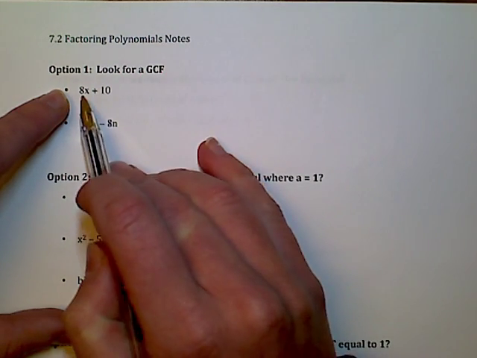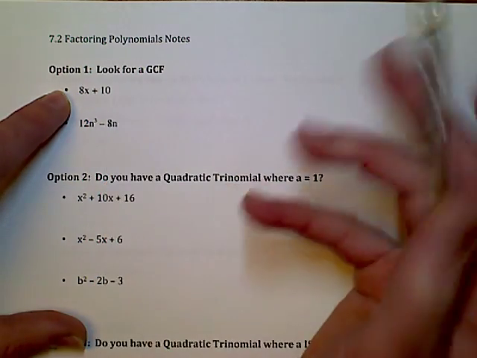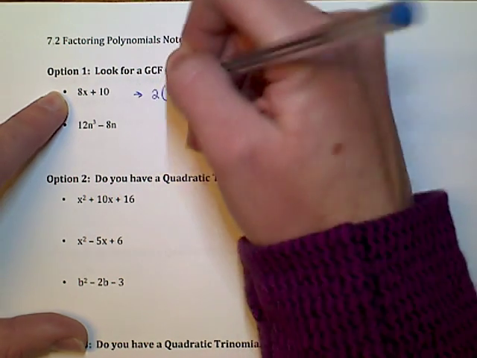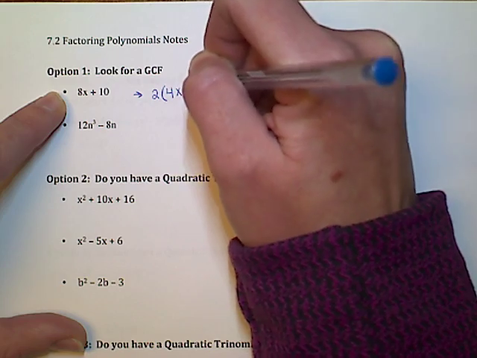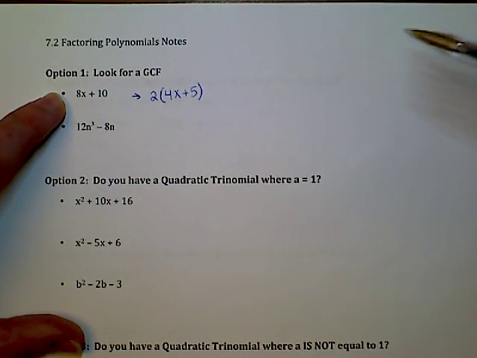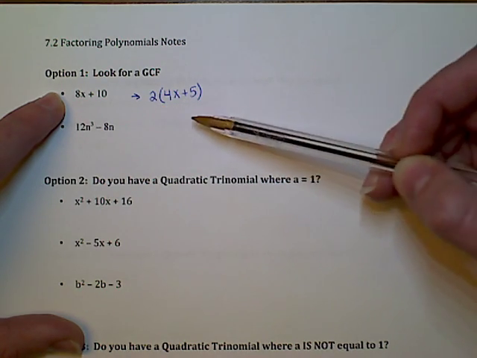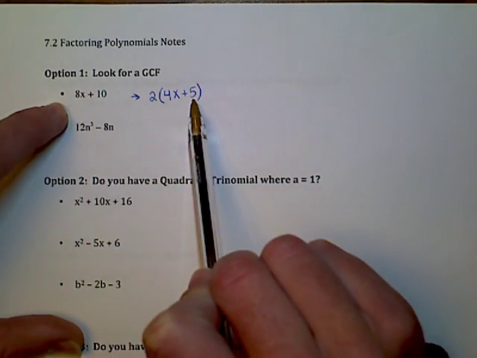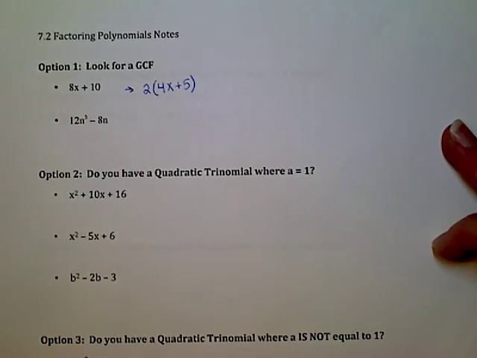So we have a term of 8x and we have a term of 10, and your greatest common factor would be a 2. So in terms of how this factors, we have a 2 times a 4x plus 5. And when you're done factoring, you can always check yourself by just real quick thinking, okay, do I get what I started with if I redistribute the 2? So 2 times 4x is 8x, and 2 times 5 is 10, so I get what I started with.